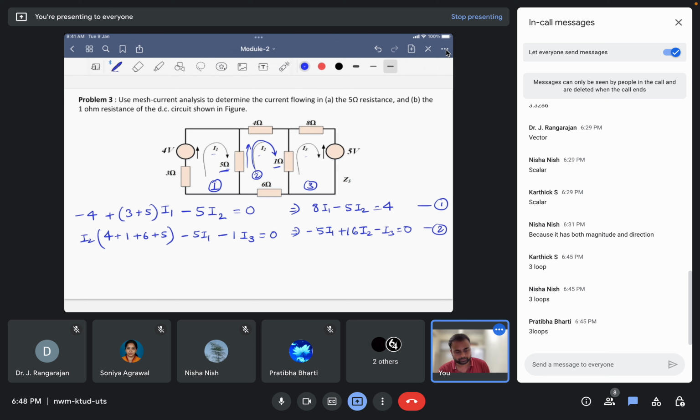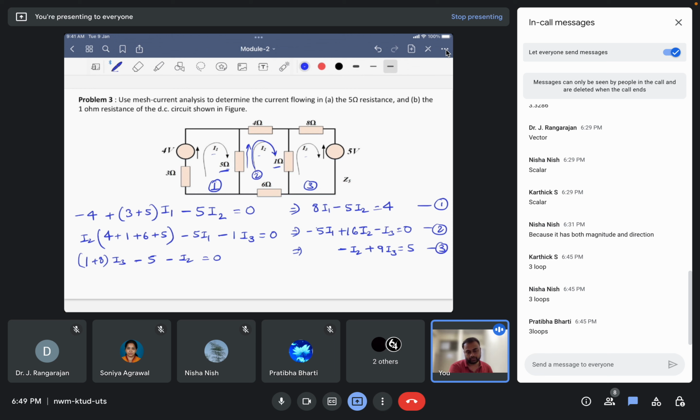And finally for the third loop, where current I3 is flowing, again we'll take the sum of all the resistances, that is 1 ohm resistance and 8 ohm resistance, multiplied by I3. And the direction of the source is again opposite, so minus 5 volt. And let us write for the 1 ohm resistor through which current I2 is also flowing. So again the minus sign will come, minus I2, simply I2, because this is a 1 ohm resistor, equals 0. So this becomes minus I2 plus 9 I3 is equal to 5. So this is equation number 3.